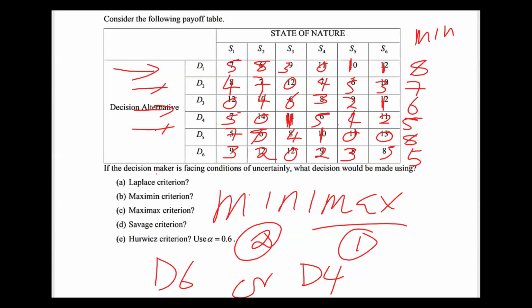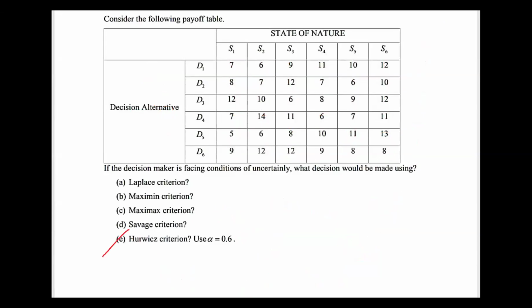The Hurwicz criterion, which has an alpha of 60%, is what we need to do now. That's the last one. Sorry, sir, I have a question on the Savage criteria.